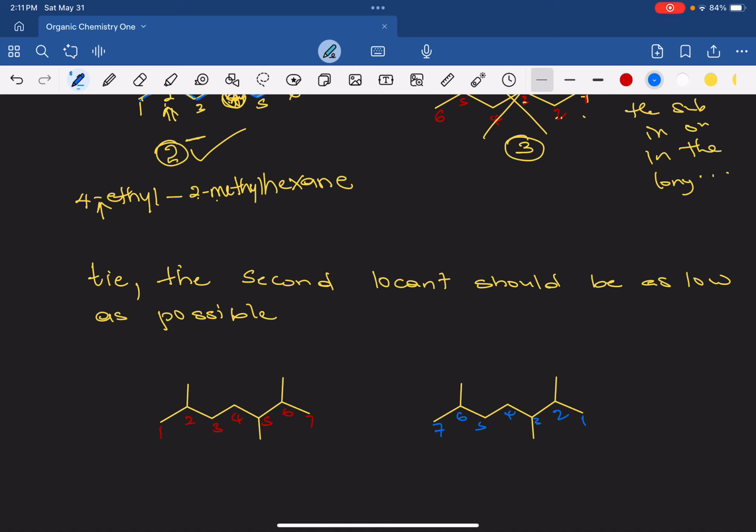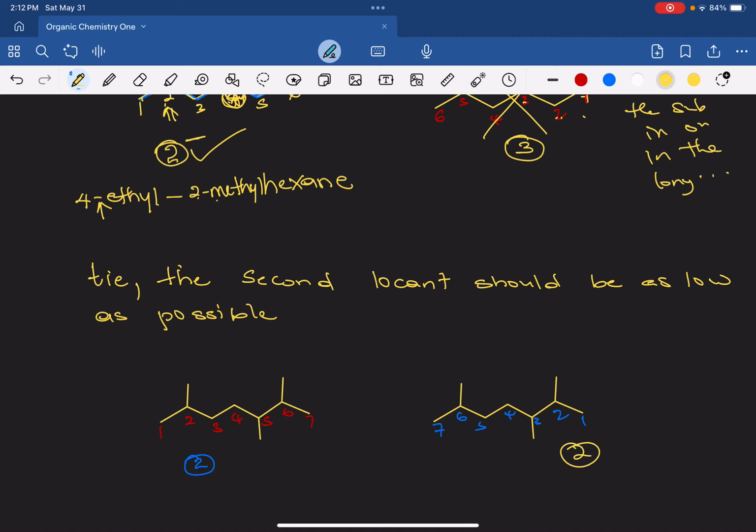If you look at the first structure, the substituent encountered first is on carbon number 2. Go over to numbering from my right to my left. The substituent is also on carbon number 2. So you're like, okay, what am I supposed to do now? It's okay. Don't panic. Simple.